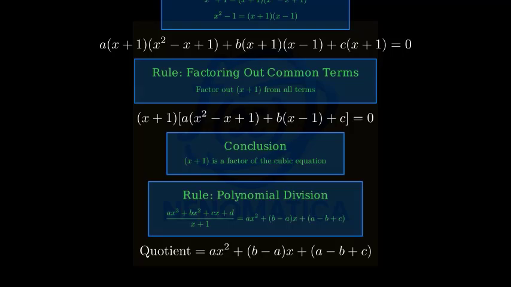The quotient when we divide the original cubic by x plus 1 is the quadratic expression ax squared plus the quantity b minus a x plus the quantity a minus b plus c.